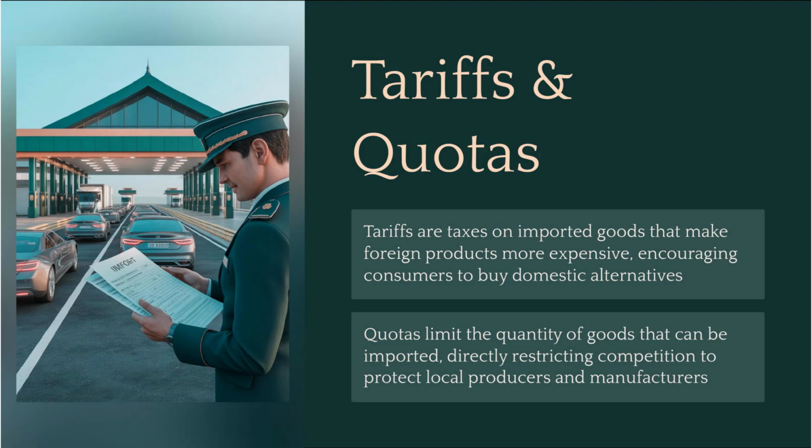If a country decides to go the protectionist route, how do they do it? They usually use tariffs and quotas. A tariff is essentially a tax on imported goods. It makes the foreign product more expensive, which encourages you to buy the domestic alternative instead. Then there are quotas. These are hard limits on the quantity of goods that can be imported. This directly restricts competition to protect local producers. While this helps the local factory, it often means you, the consumer, pay a higher price at the register.